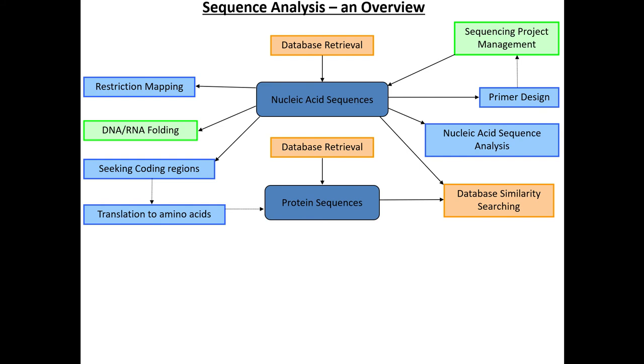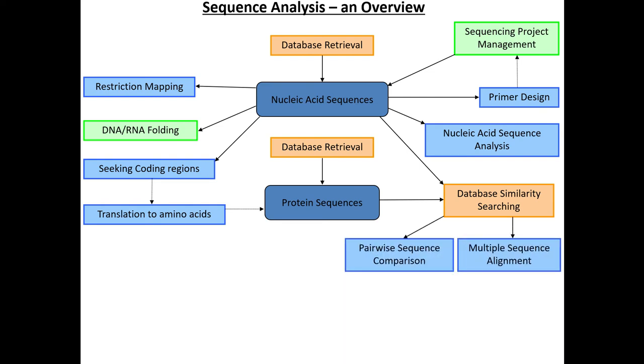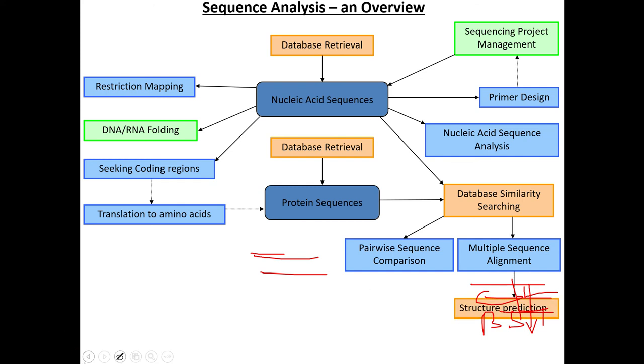Database similarity search is also important, and then you will do pairwise alignment or multiple sequence alignment. What is the difference between them? Pairwise alignment means you are just comparing two sequences, and if you are comparing more than two sequences, then this is multiple sequence alignment. Usually you can use BLAST, or Clustal W, Clustal Omega, and so on for multiple sequence alignment.